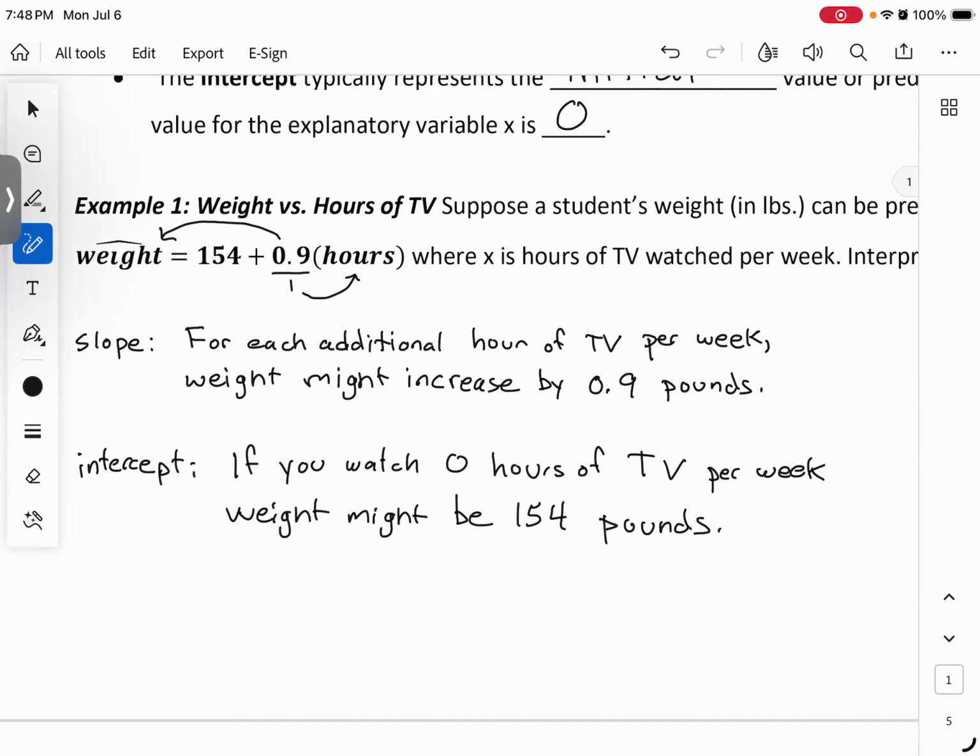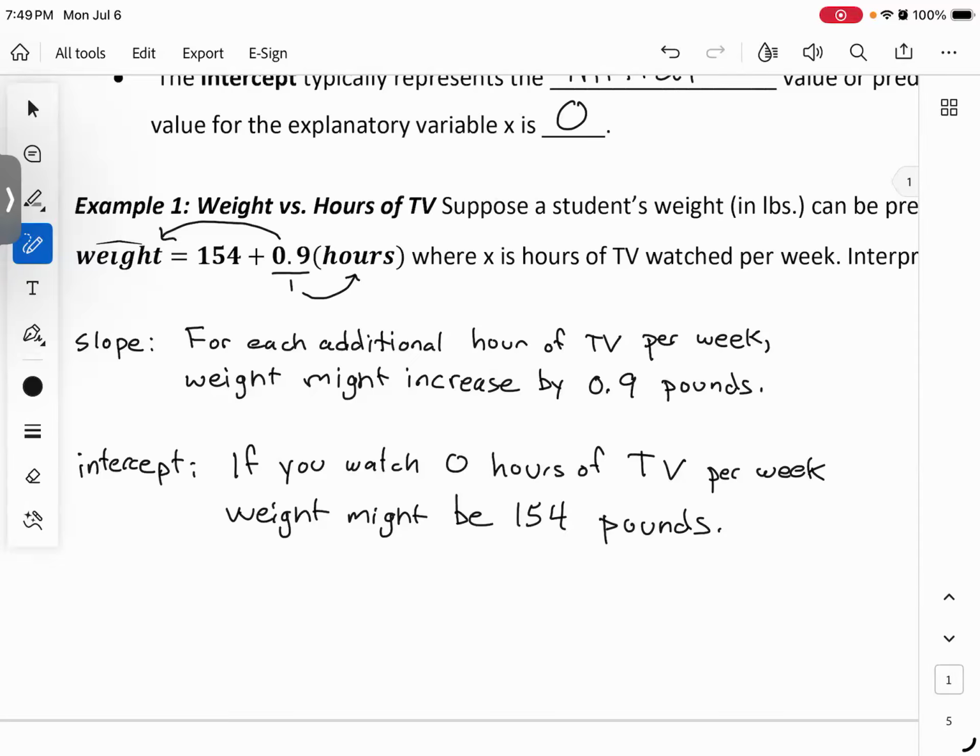Right, so again, that's just our first example of what we want to say when we're doing a slope and when we're talking about an intercept. It's these two things. Every time x changes by one, what do you expect to happen to the response? And then for your intercept, it's if nothing has happened, if you don't do any of the explanatory variable, what might be the outcome? It's whatever that number is. But let's try another one.